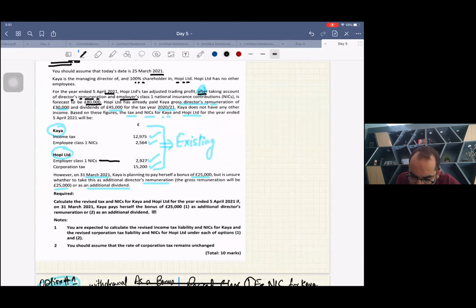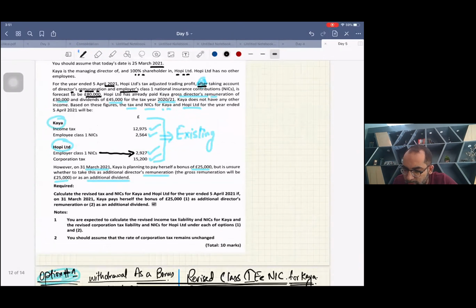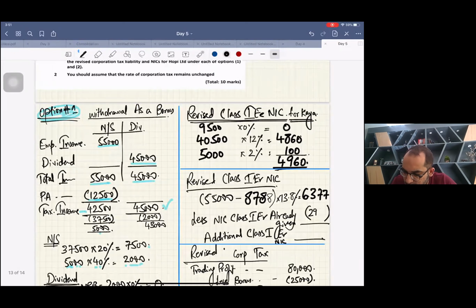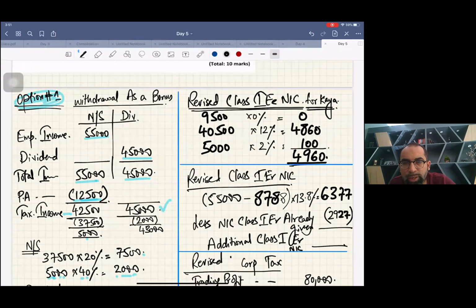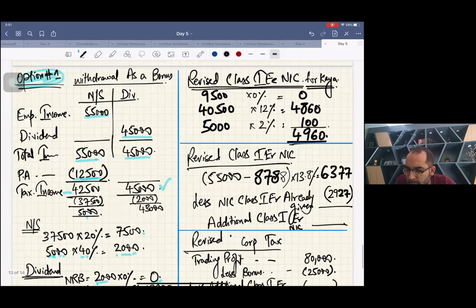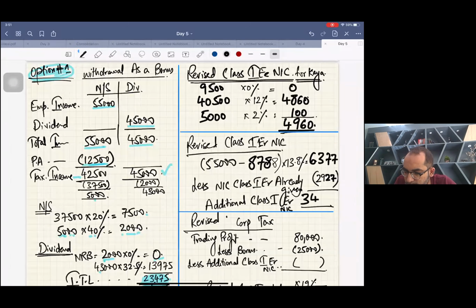Already some class 1 employer NIC, 2927, is given in the question. So can anybody tell me what is the additional class 1 employer NIC? The additional class 1 employer NIC is 3450.